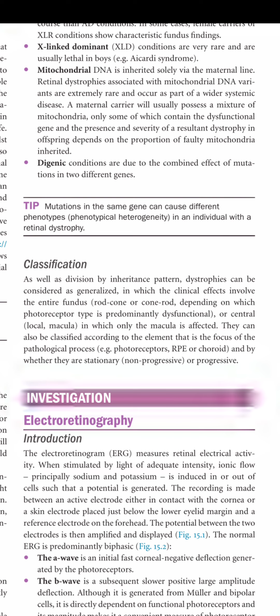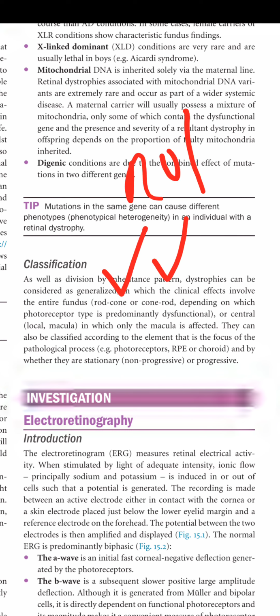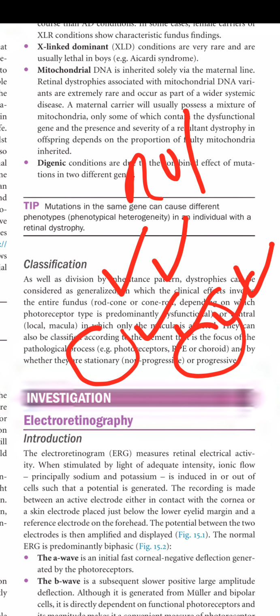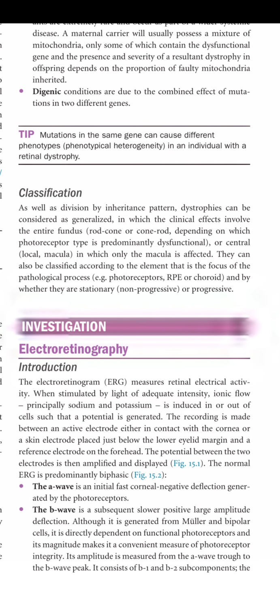They can also be classified according to the element that is the focus of the pathological process, for example photoreceptor, RPE or choroid, and by whether they are stationary, non-progressive or progressive. So they can be divided into different groups, like if the rods are affected or cones are defective, so we can have rod-cone or cone-rod dystrophy, and we can have central dystrophy. We can also classify depending on which area is the focus of the pathological process, photoreceptor, RPE or choroid, or whether they are stationary or progressive. So what are the investigations that we can do in a case of retinal dystrophy?